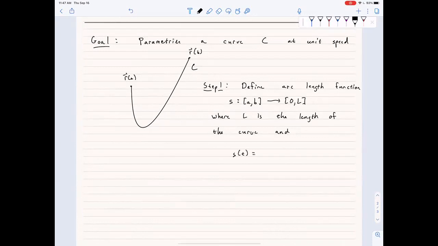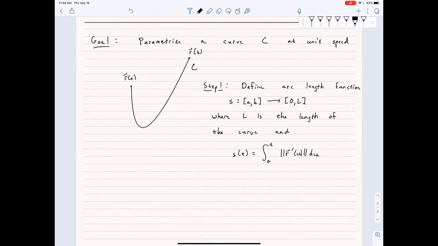At time t, this is the integral from a to t of the norm of r prime of t dt. Ooh, this is bad. Notice I'm putting the independent parameter up as a bound of integration, so I'm going to have to put in a dummy variable because I don't want to mix my variable with my bound of integration. Let's call it u, du.